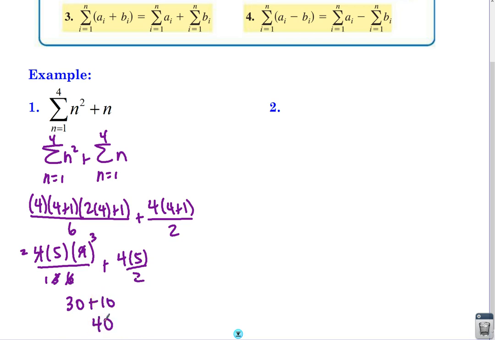Now, for this particular problem, since it's only 1 to 4, I could just plug in the 1, plug in the 2, plug in the 3, plug in the 4, and then add all of those together. But I really want us to see if we can focus on using our summation rules.